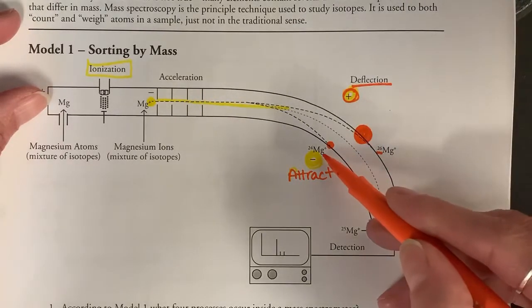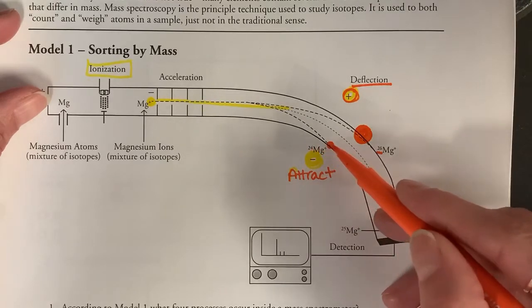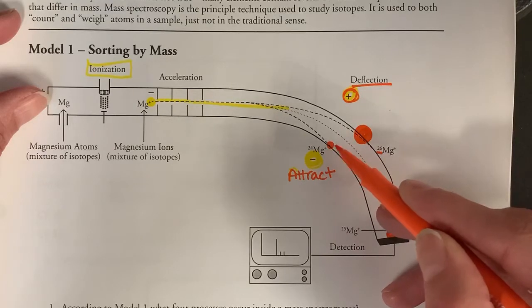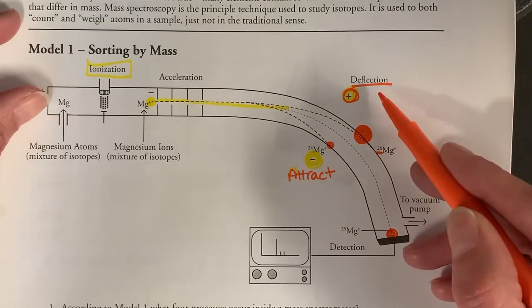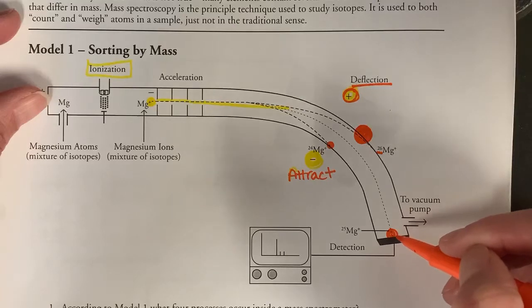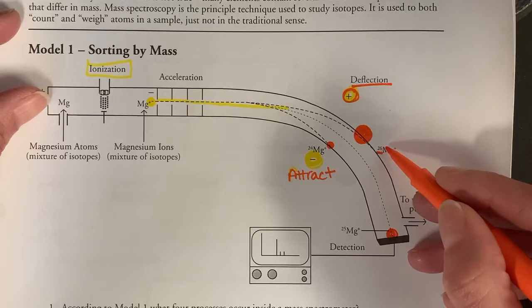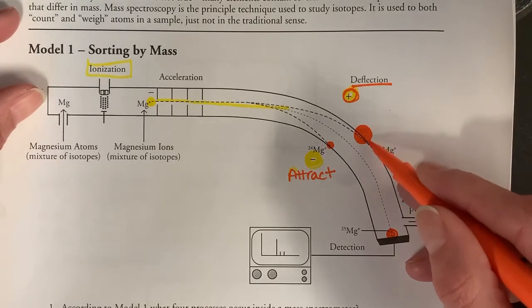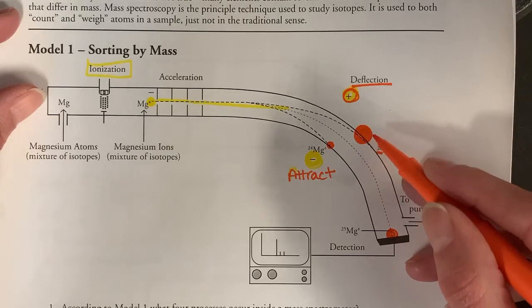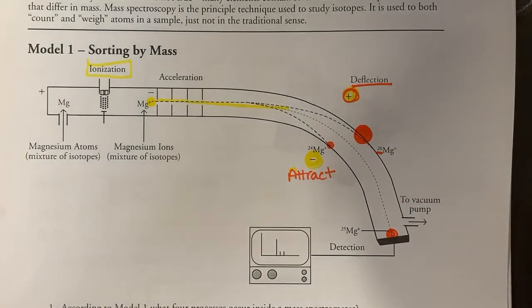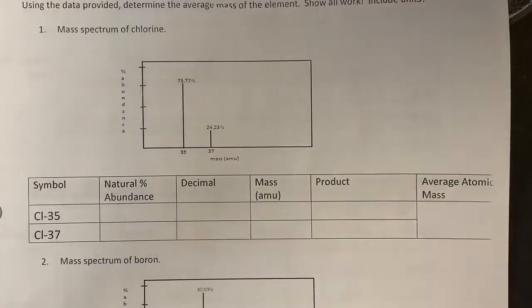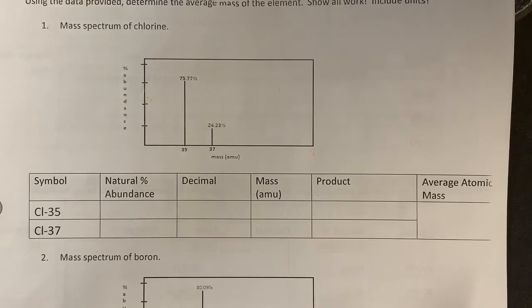So magnesium has 3 isotopes. Magnesium 24, he's the lightest. He got pushed the furthest. He'll be over here. Magnesium 25 is in the middle. He got pushed a little bit, so he's in the middle. Magnesium 26 is the bowling ball. He got pushed, but he really didn't go very far at all, so he's over here. So it sorts out the isotopes by mass, and we get something that looks like this.